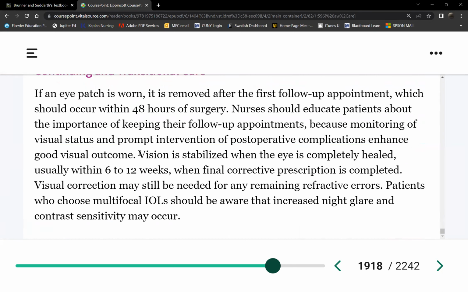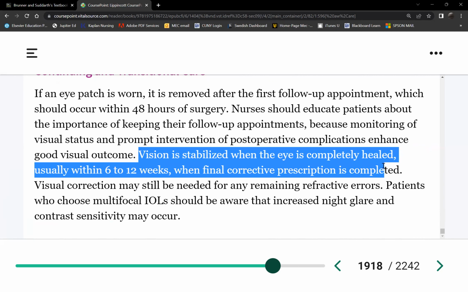So as I said, it actually is longer. Vision is stabilized when the eye is completely healed, usually within 6 to 12 weeks. But every week it should get better.